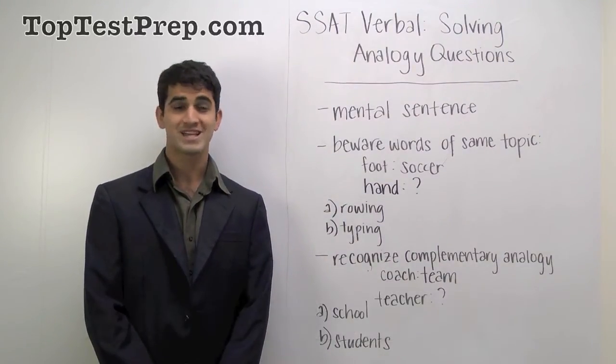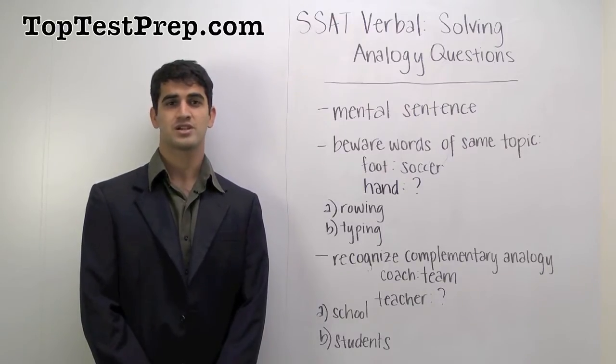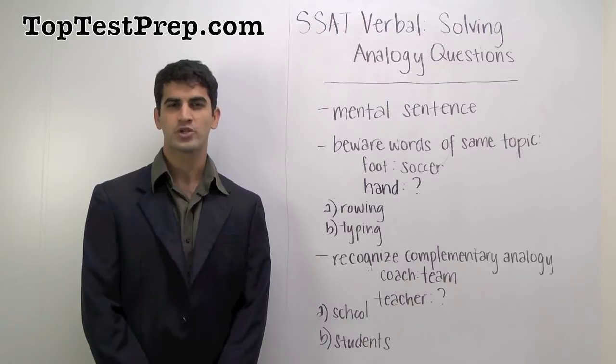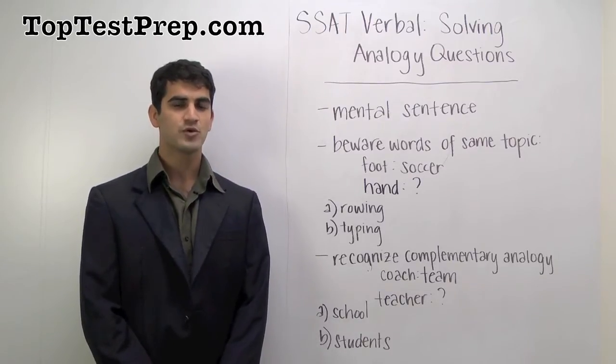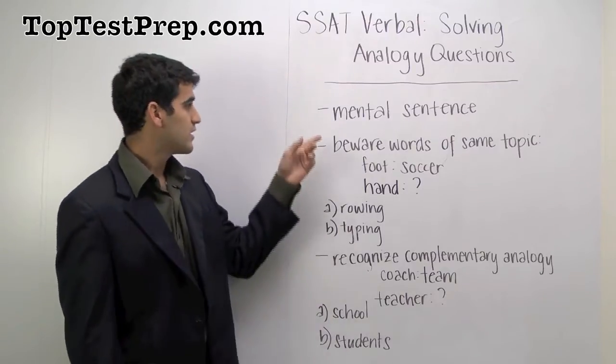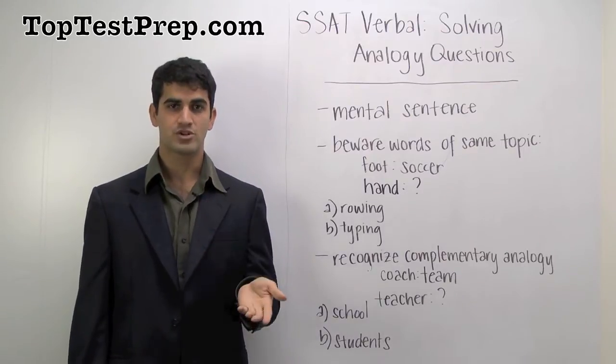Now, one of the parts of the SSAT that most trip students up is the verbal analogies section, the section that asks students to evaluate the relationship between unfamiliar vocabulary words. So I'd like to give you a few tips to make sure that you don't fall for the common tricks that they provide you. The first tip is to form a mental sentence of the analogy that they give you.